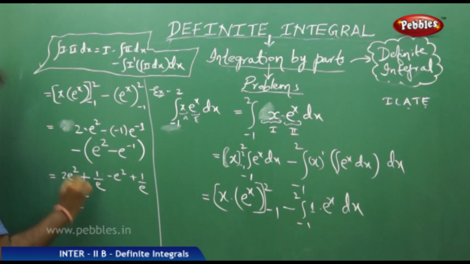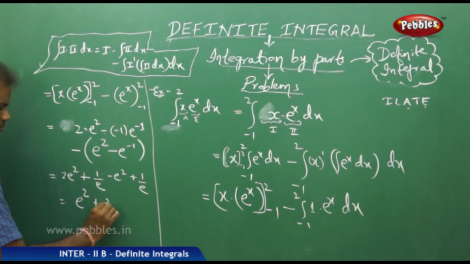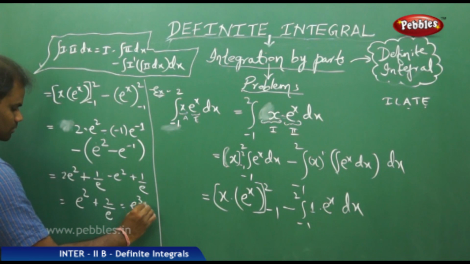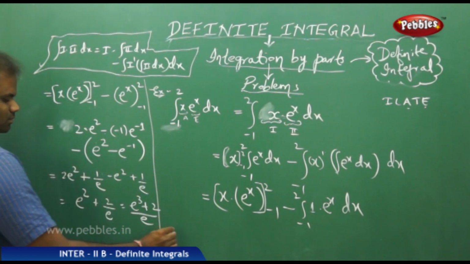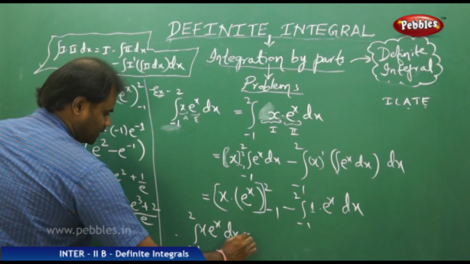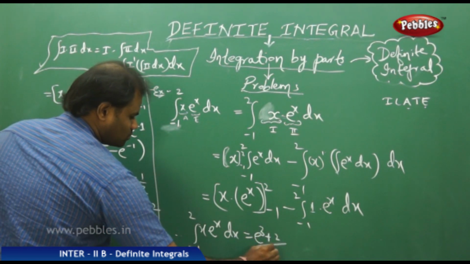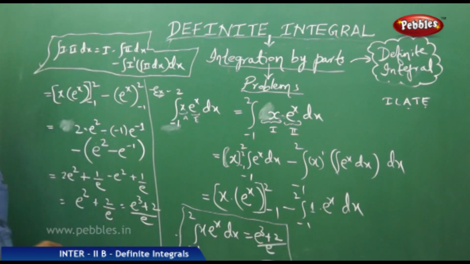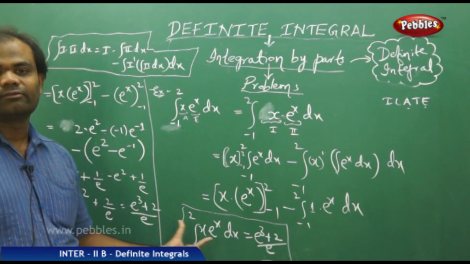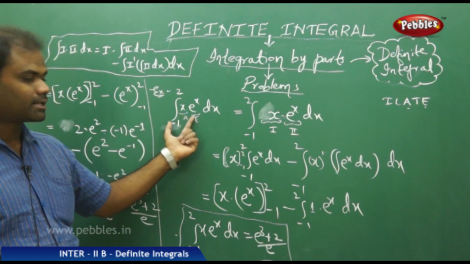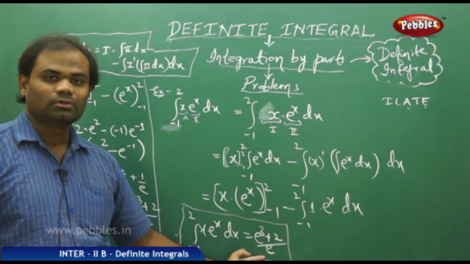2e square minus e square is e square, plus 2 by e. You can just leave the answer here, or you can simplify with LCM, which gives e cube plus 2 by e. Therefore, the integral from -1 to 2 of x e power x dx is e cube plus 2 by e. This is how we identify the property of definite integrals connected with integration by parts.